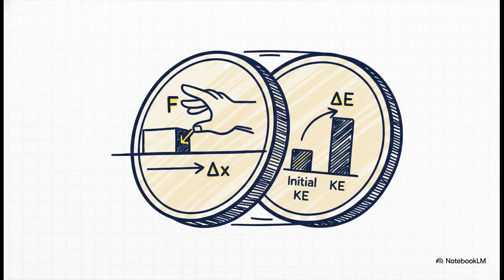And, of course, there's math for it. We can calculate work, which we call W, by multiplying the force, F, by the displacement or the change in position, delta X. But even more importantly, work is simply equal to the change in a system's energy, or delta E. They're really just two ways of saying the exact same thing.